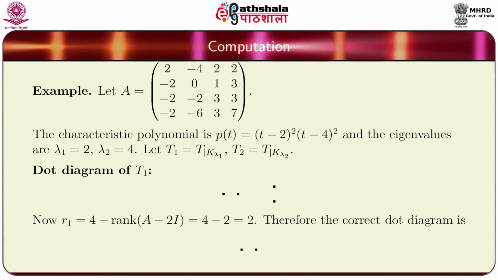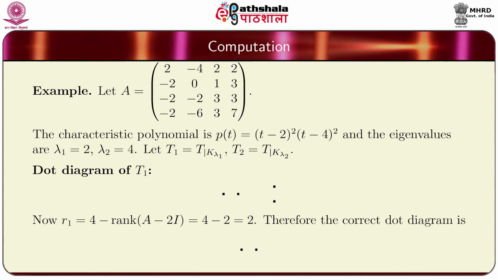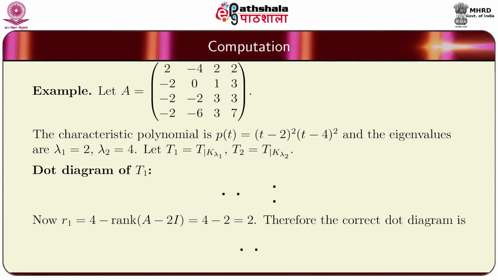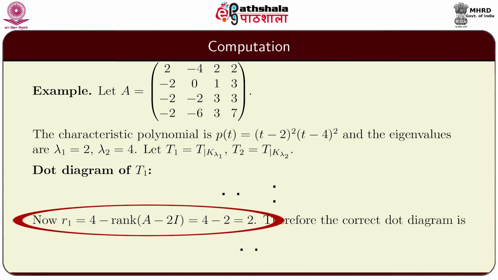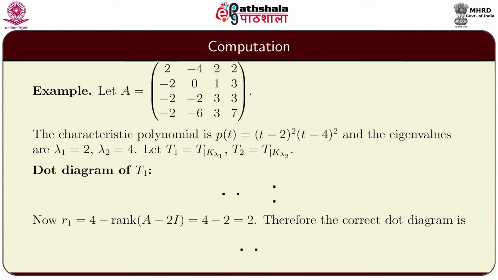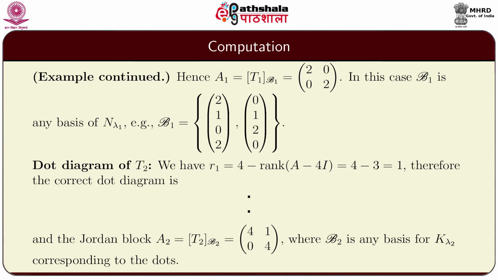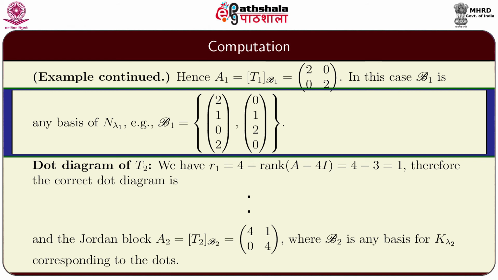Again, let us write the dot diagrams. Dot diagram of T1: there are these two possibilities. One is having 2 1-cycles, another is having 1 2-cycle. Now, let us calculate R1, which is 4 minus rank of (A - 2I), that is 4 minus 2, that is 2. Therefore, the correct dot diagram is 2 1-cycles, and that is what you see over there. Hence, A1, which is the matrix representation of T1 with respect to the basis B1, has to be diag(2, 2). In this case, B1 is any basis of N lambda 1, for example, this set consisting of these two vectors (2, 1, 0, 2) and (0, 1, 2, 0).